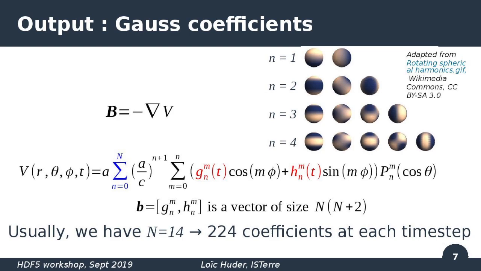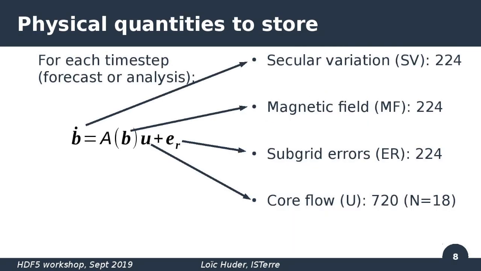Obviously, because we are doing numerics, we cannot do so. So we need to truncate at a certain degree that I call big N. This gives us the number of coefficients that we will need to forecast and analyze, and this is given by N times N plus 2. Usually we truncate at N equal 14, meaning that to consider our magnetic field at a given time, we will have 224 coefficients at each time step. That means at each forecast and at each analysis.